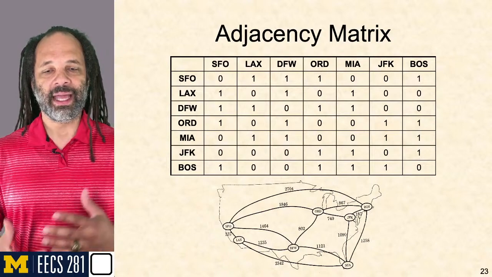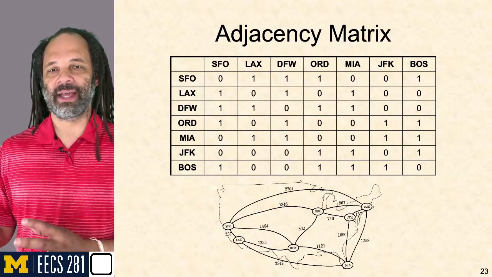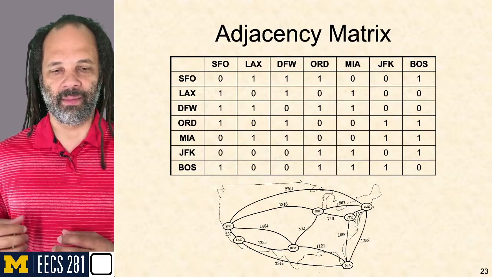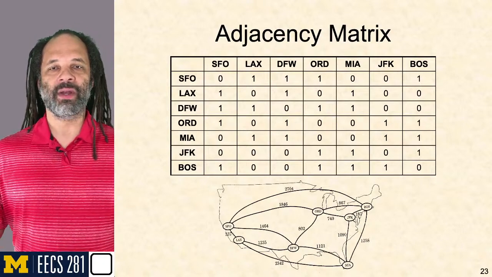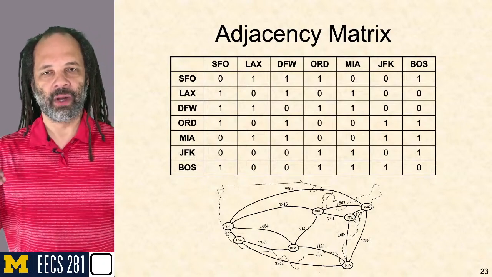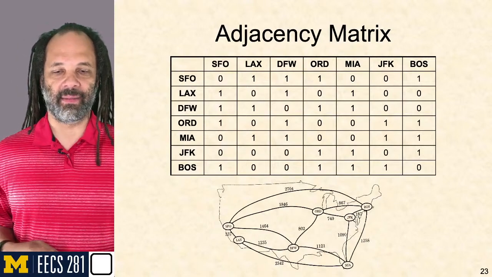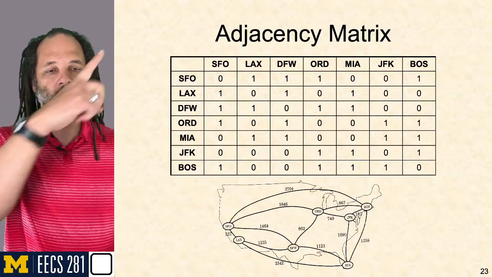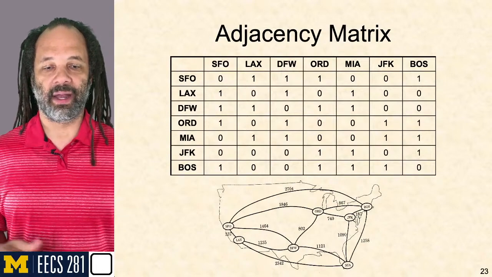And adjacent in terms of graphs means not physically how close they are, but whether or not there's an edge between them. Because you can see that San Francisco and Boston are nowhere near each other. But in terms of graph speak, they're adjacent because there's an edge that connects them. So if I start in the SFO row here and travel all the way over to the Boston column, you'll see that there's a 1 and that they are connected.